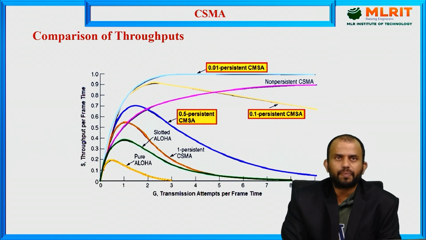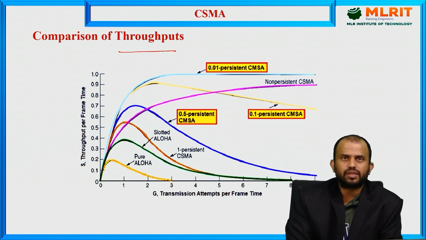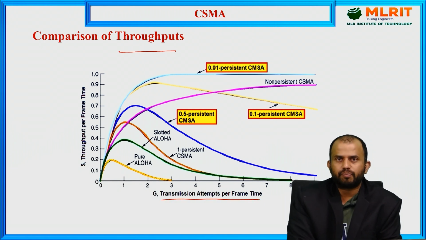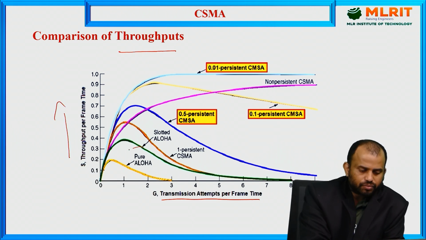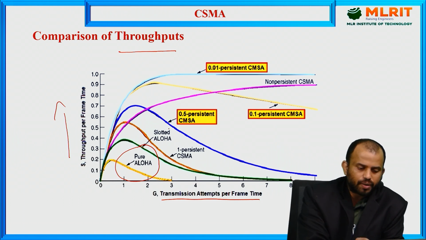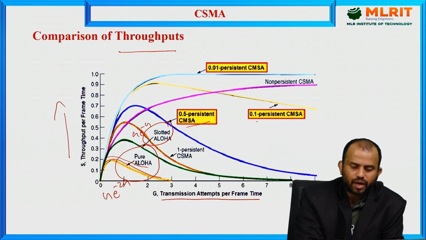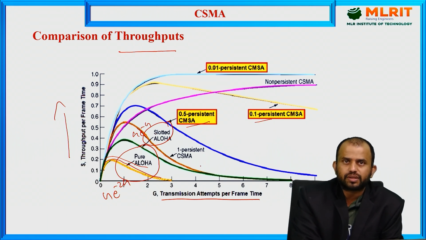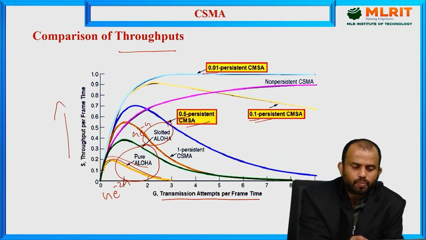So now the comparison perspective of the CSMA mechanism. What are the throughputs? When you see the comparison of throughputs of the CSMA mechanism, the channel signal transmission rate, the transmission attempts per frame time, we compare the throughput per frame time. In the previous session we discussed pure ALOHA and slotted ALOHA, whose throughput values are G e^(-2G) and G e^(-G). But here, for the persistence values, p-persistent, 1-persistent and non-persistent, the values are 0.1, 0.1 and 0.01.